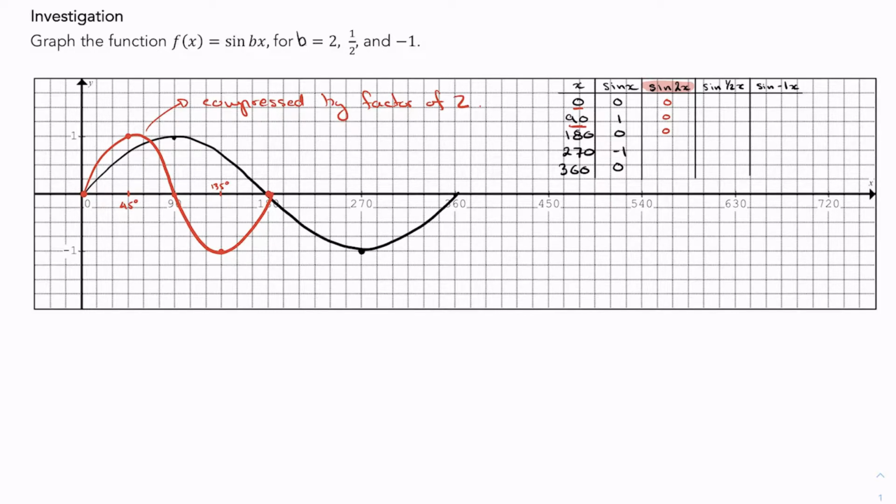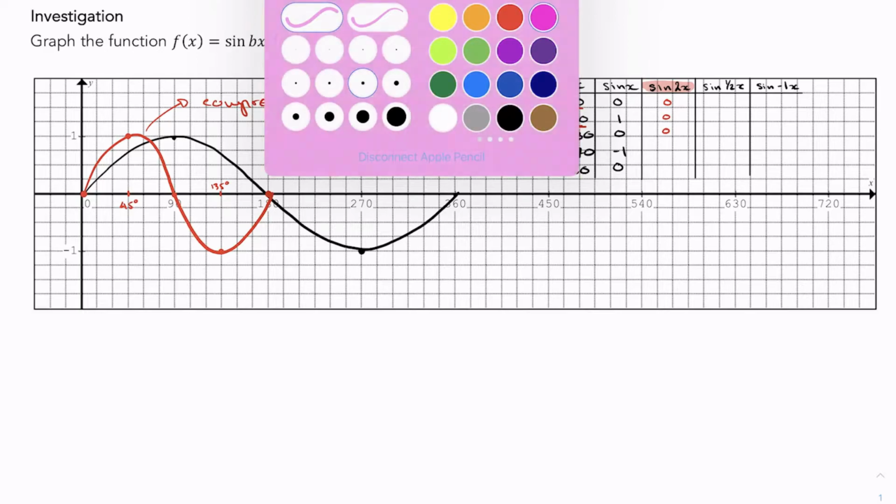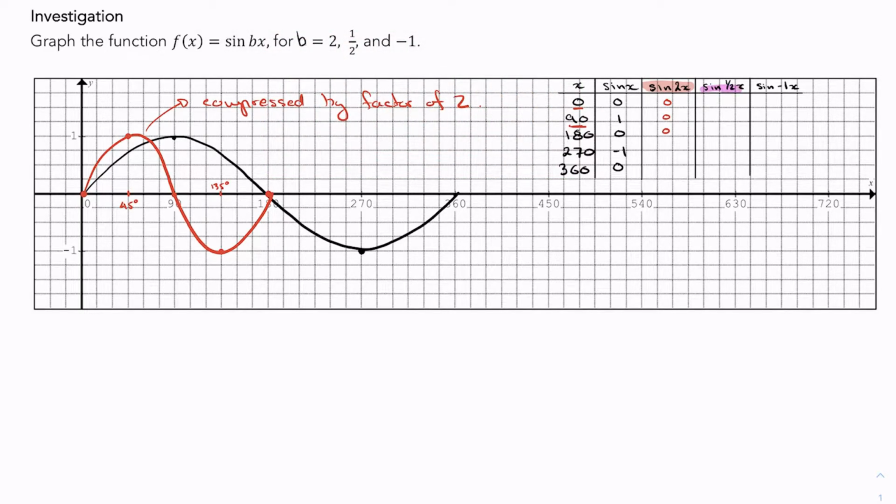Okay, well, the sine of 1/2 x, which will be in this pink color here, this one over here. Let's go to the table of values and see what we get.